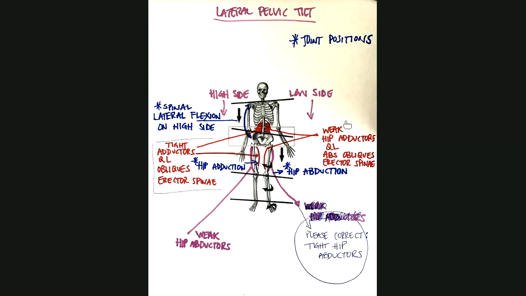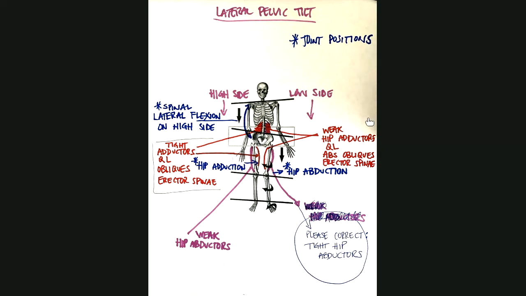Okay, the position of the joint here, the hip is going to be in abduction. Okay, on the low side, there's going to be weakness of the hip adductors because this is hip abduction. The adductors are going to get weak. The abductors are going to get tight.